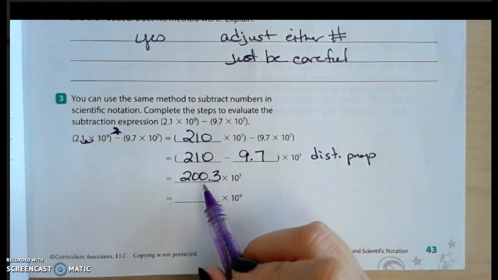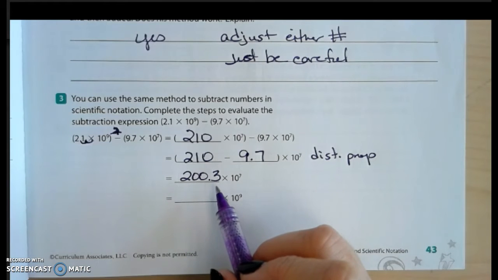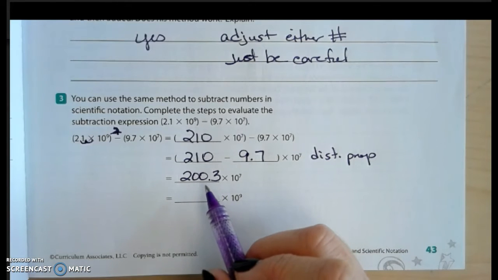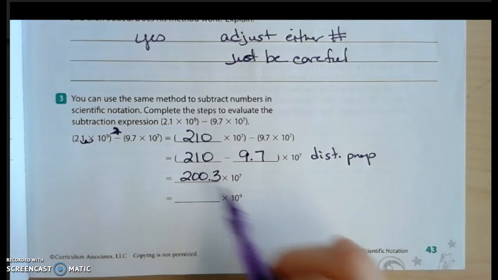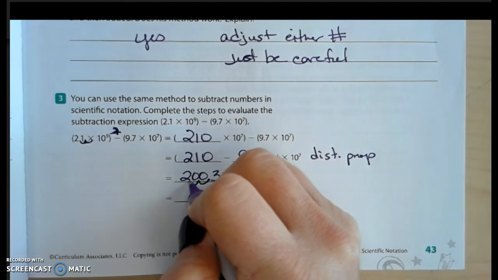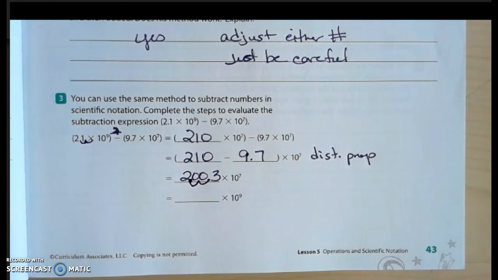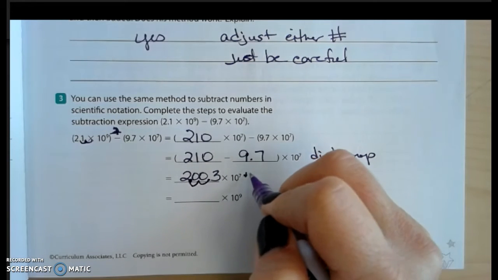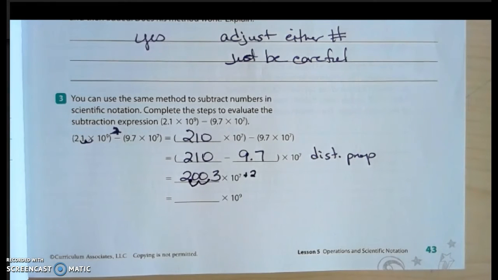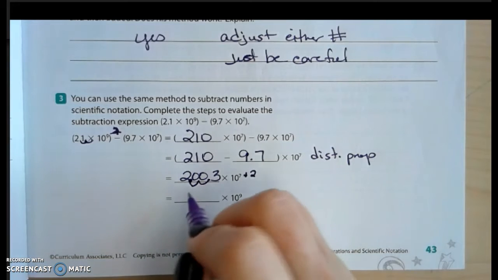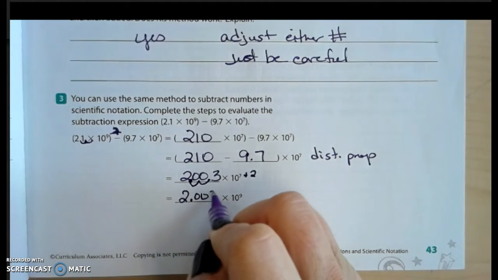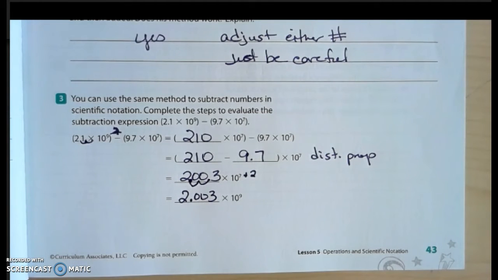Now, we have a number in scientific notation, but it is not in the correct form because our number is greater than 9. Okay, we've got 200. That needs to be one place value. So we're going to move our decimal 2 places, which is going to increase our exponent by 2. So 2.003 times 10 to the 9th would be your final answer.